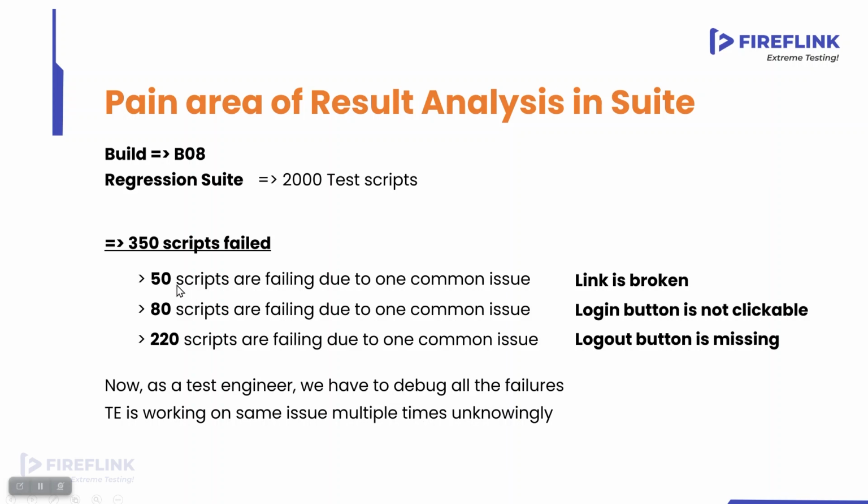Now I will go to any one of these 50 scripts, right? I will be analyzing it. Once I analyze it, I will say, okay, this is failing due to a broken link. Now I will go to the second script of these 50 scripts. There also I will sit and analyze the same failure. So how many times am I going to analyze the same failure here? 50 times. And in this one, I am going to analyze the same failure 80 times. And I am going to analyze the same failure 220 times.